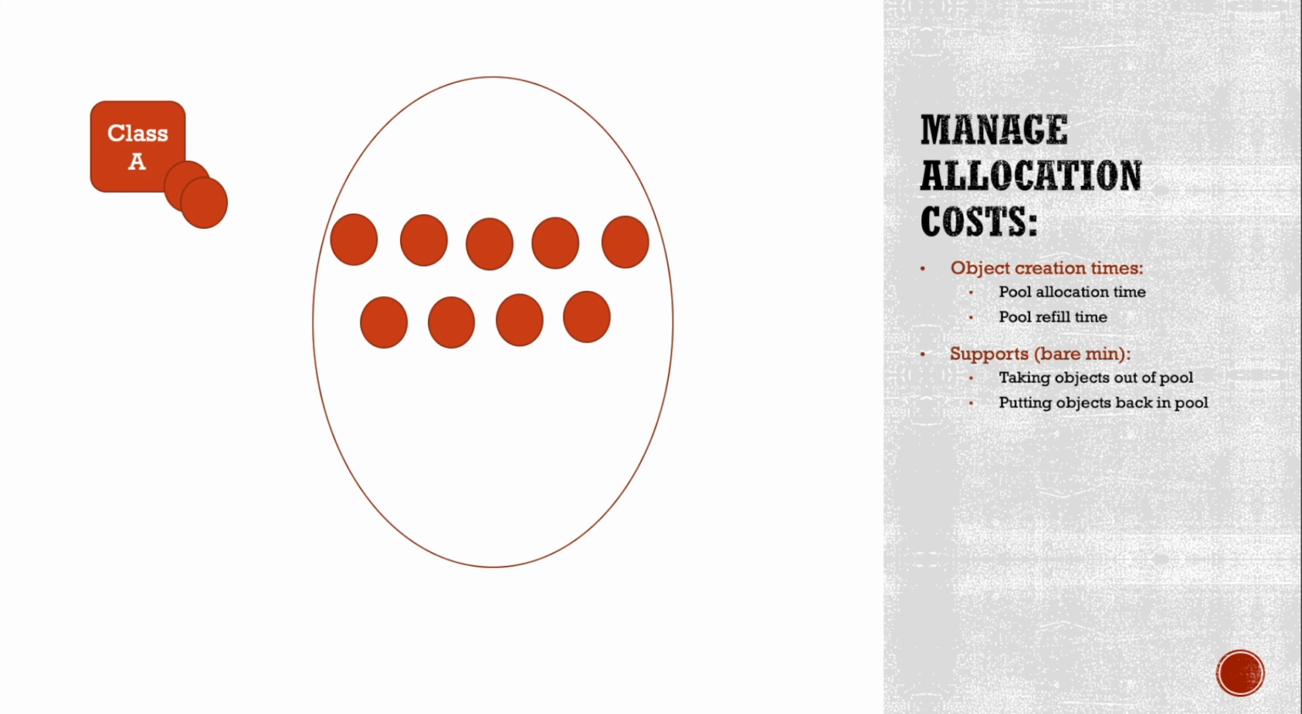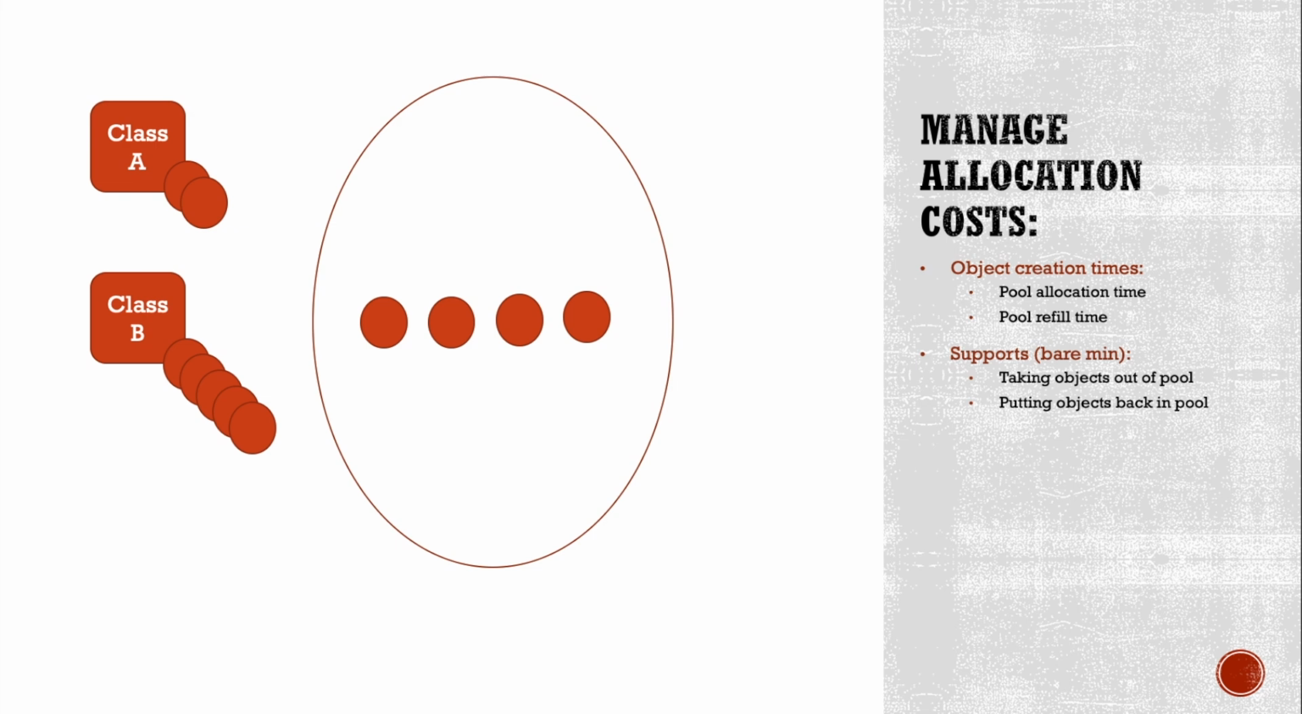Now, let's say, for example, that another class in your application is doing something completely different and not related to class A at all, but requires the same instance types. It can just take those out of the pool as well. It's important to realize here that you've now skipped over the allocation time of each of these objects.